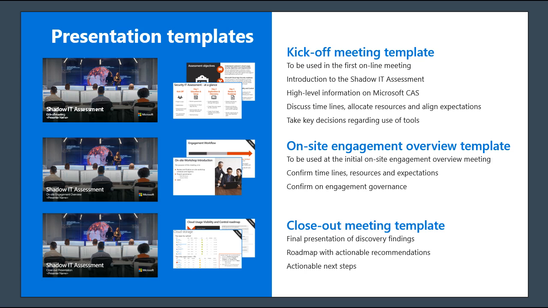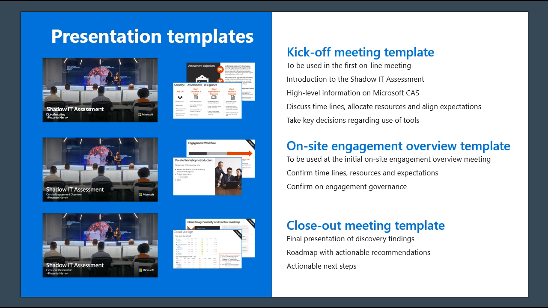And this introduces the assessment, introduces the engagement, where we talk about the product that we're going to use, CAS. We're going to talk about the timelines. We're going to talk about where resources are required, and really have that honest conversation with the customer around expectations. Here's our expectations as a partner. What are your expectations as a customer? Let's make sure we align to those.